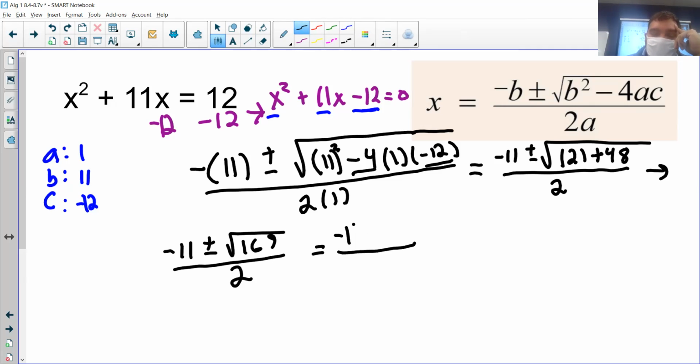Negative 11, oh, it's plus or minus. Does anyone know what the square root of 169 is? It's 13. The square root of 169 is 13. Do 13 times 13. 13 times 13 is 169. So there's nothing wrong. The one you had earlier, you couldn't keep going.